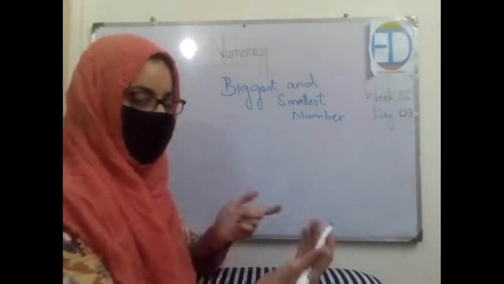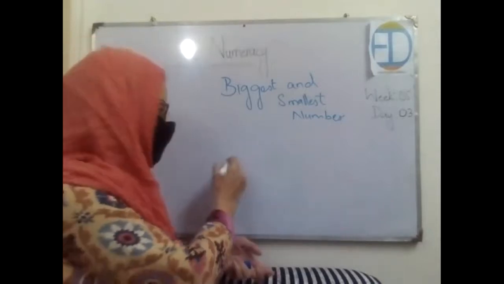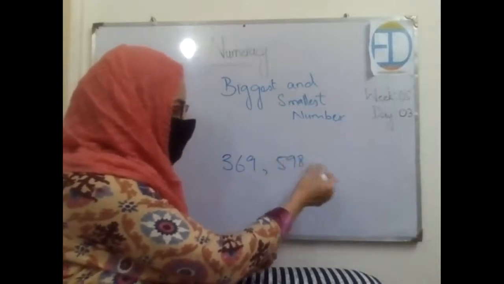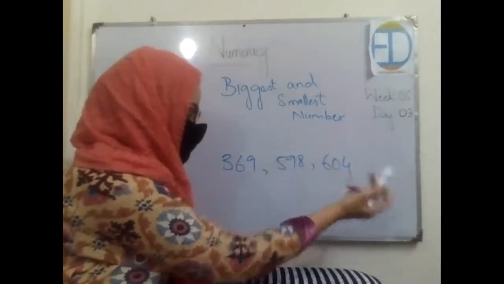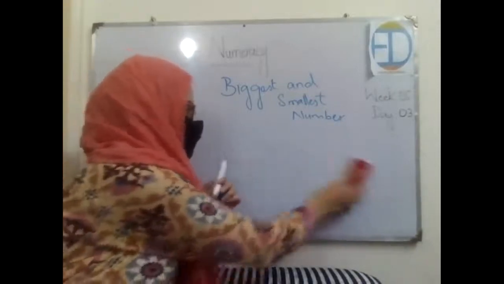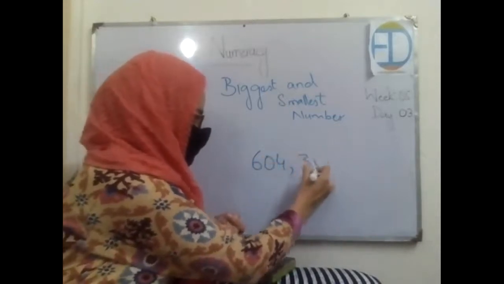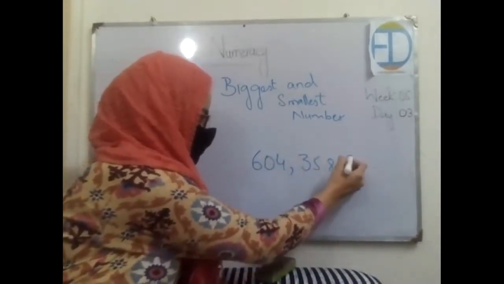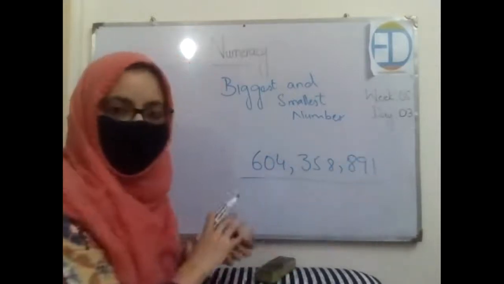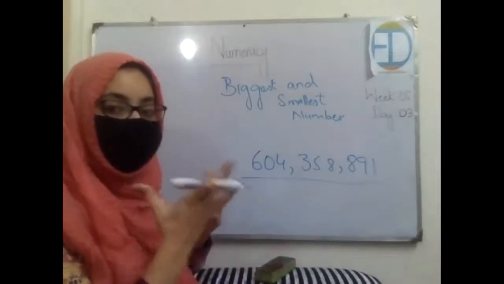Okay, let me tell you the technique. Let's say you are provided with 2 numbers or 3 numbers. Let's say the first number is 369, the second one is 598, and the third one is 604. Or let's write them in a random order. Let's say these are 3 numbers, and somebody asks you to tell which is the biggest number and which is the smallest number. How will you compare them?